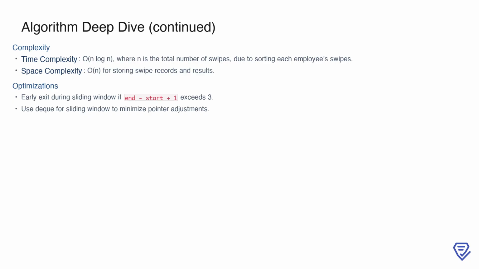The time complexity of this algorithm is O(n log n), where n is the total number of swipes. This is primarily due to the sorting step for each employee's swipe times. The sliding window traversal itself is linear for each employee, so the sorting step dominates the overall complexity.